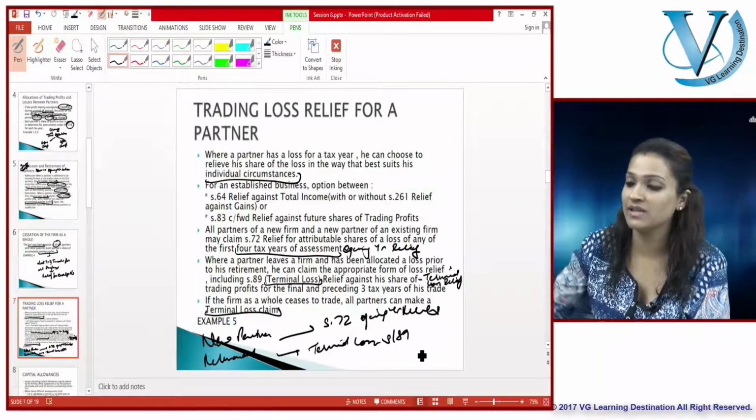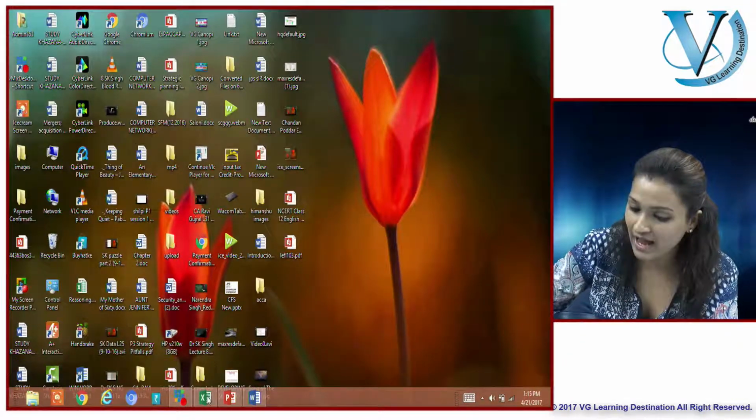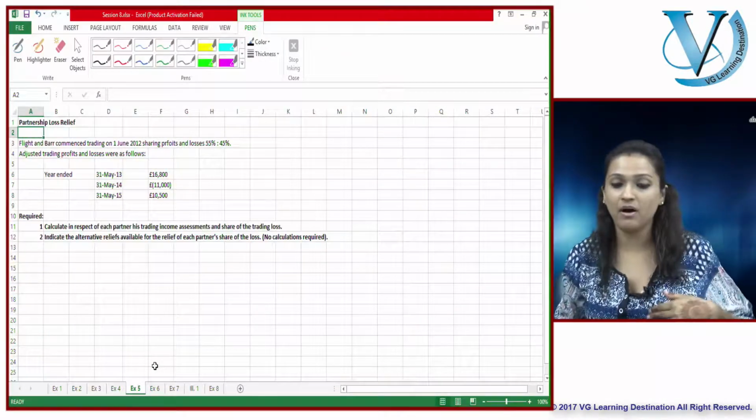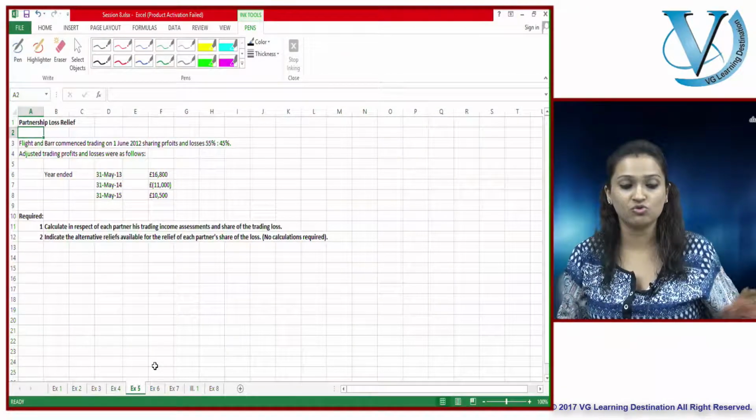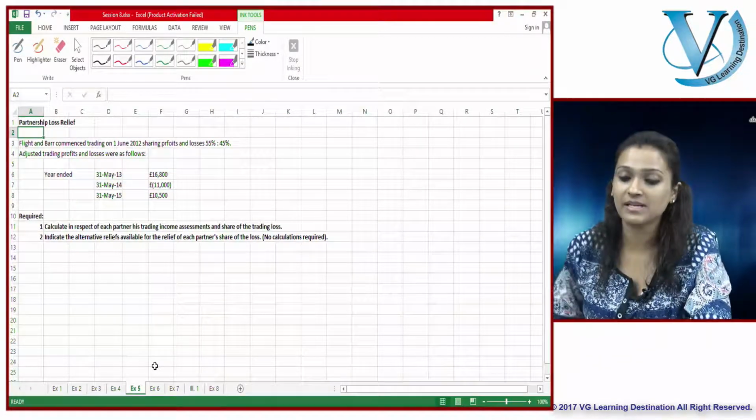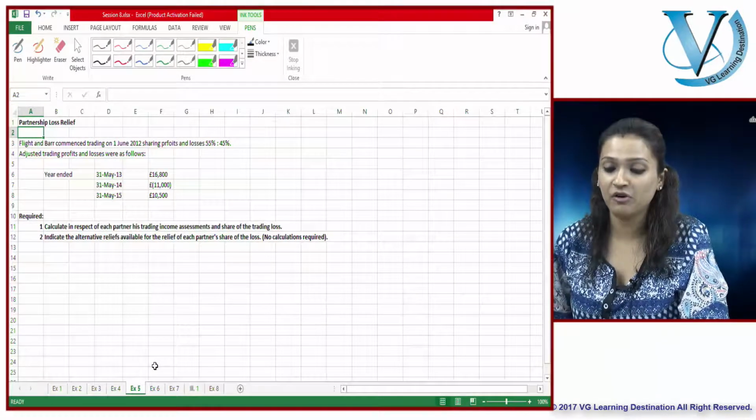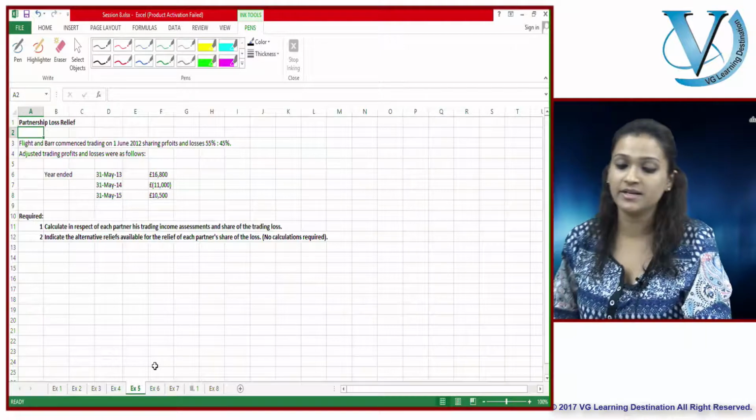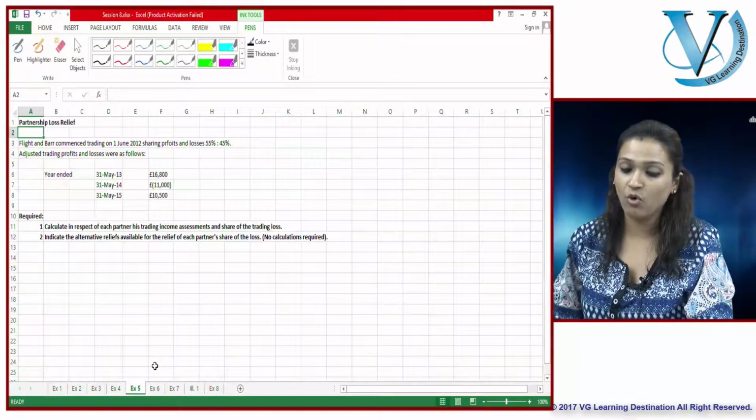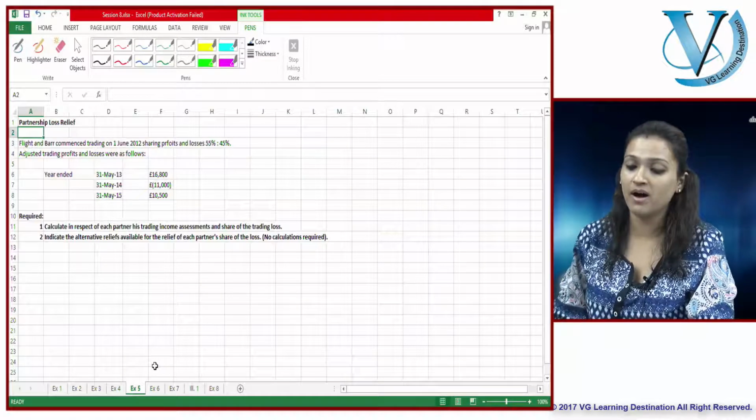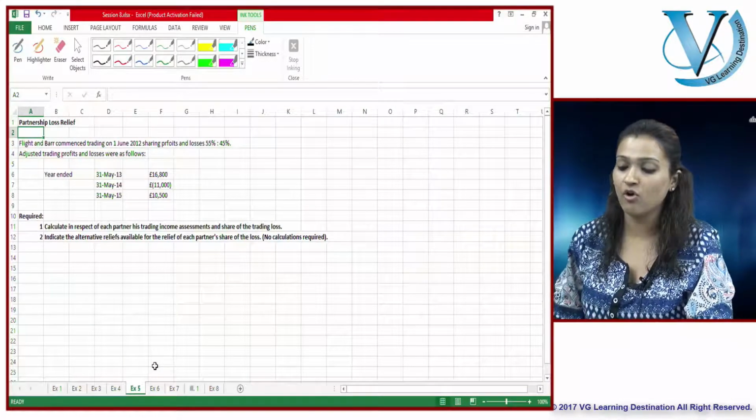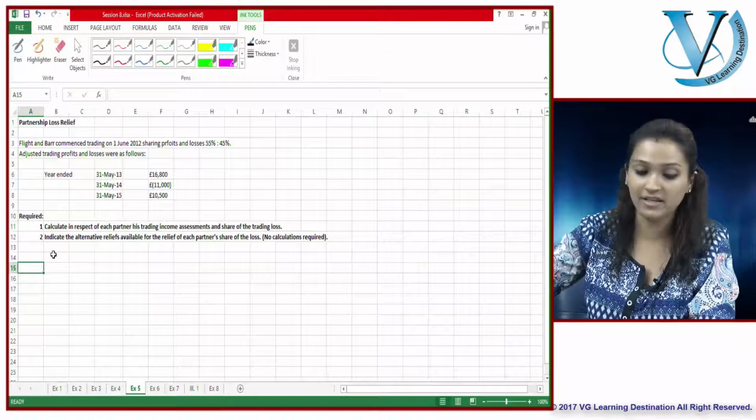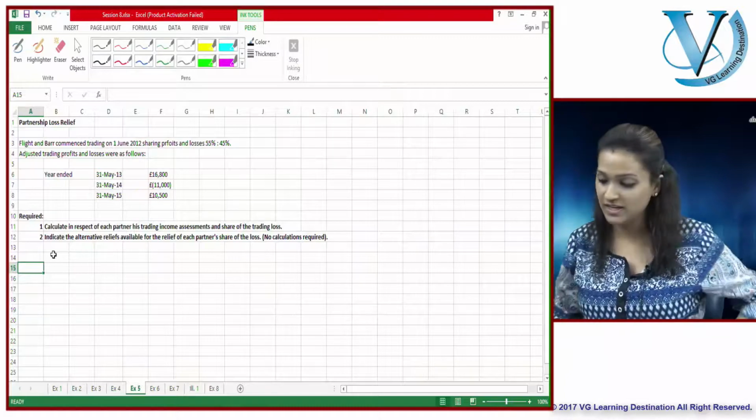Let's better understand this with the help of an example. What do we have? Example number 5. Flight and Bar trading on 1st of June 2012. Sharing profits and losses are 55% and 45%. Adjusted trading profits and losses are first year profit, second year loss, third year again profit. Calculate in respect of all the alternate reliefs available for the partners for the relief of each of the partners' share of loss. So what you need to do, you just need to very simply calculate the sharing profit and the loss sharing amongst each of these partners.